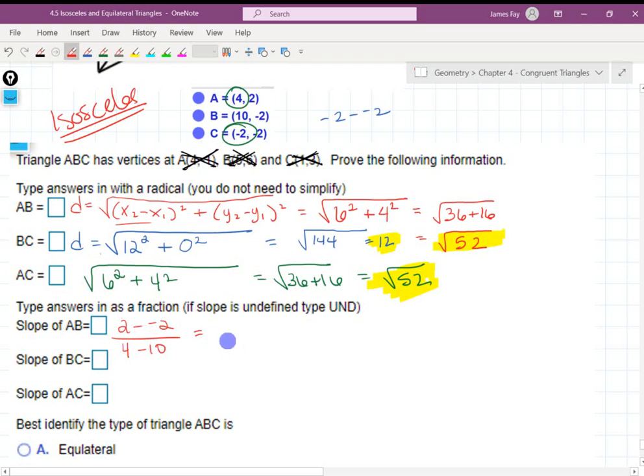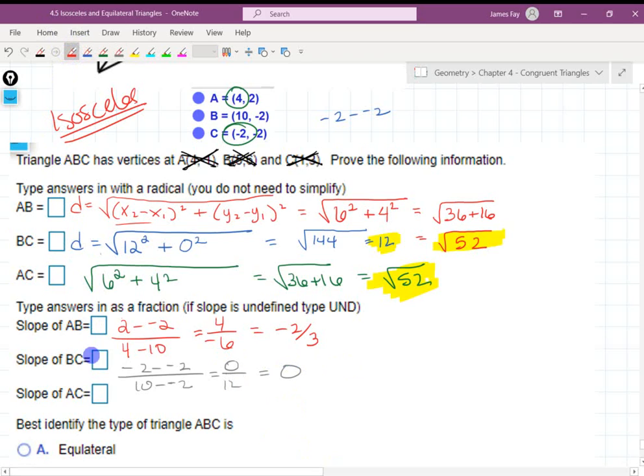So 2 minus negative 2 is 4. 4 minus 10 is negative 6. So we get negative 2/3. That's the slope of AB. The slope of BC would be negative 2 minus negative 2 over 10 minus negative 2. What's negative 2 minus negative 2? 0. Do I care then what the bottom is? I don't even need to do that math. It's 12, but I don't need to do that math because 0 divided by anything is 0.